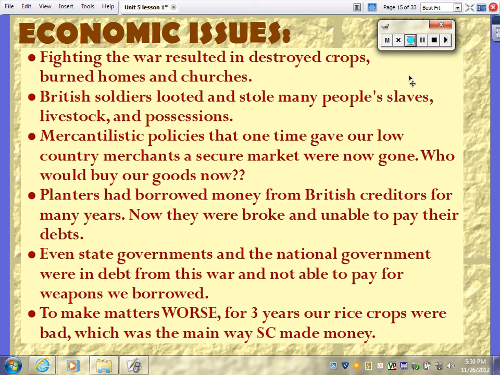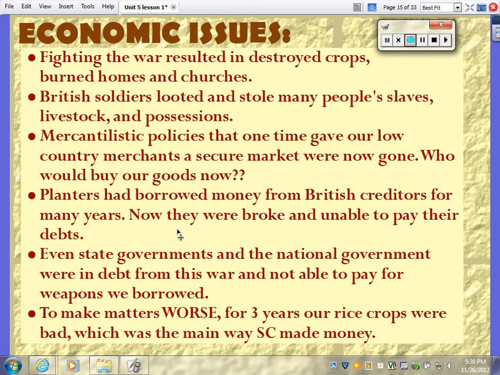The mercantilistic policies that one time gave our Low Country merchants a great market, a secure market, were now gone. If you remember, Great Britain required that we sell our goods to them. And while that may not have seemed fair, it certainly gave our merchants a place to sell our goods to. So the question is, who are we going to sell our goods to? Who will buy our goods now?